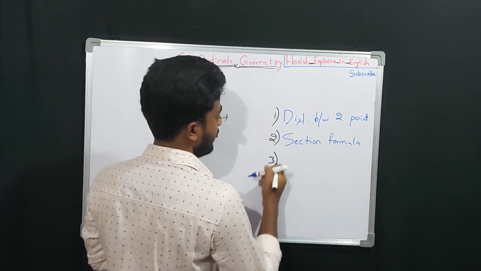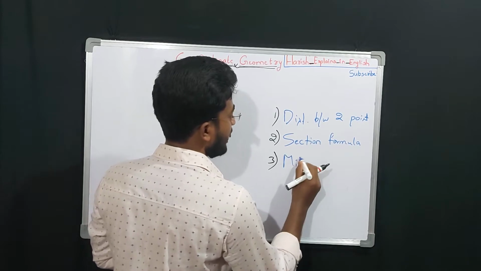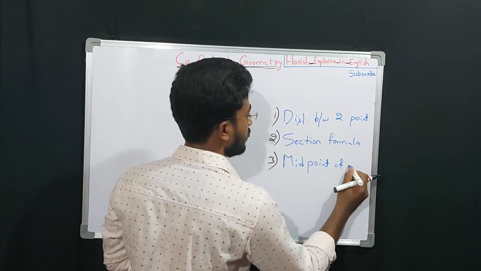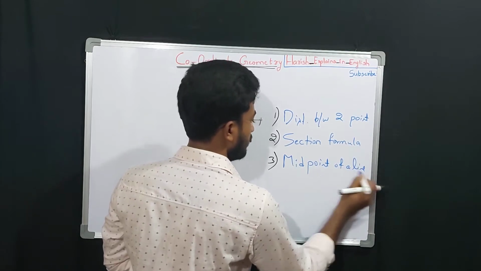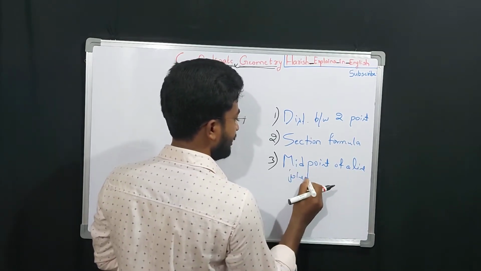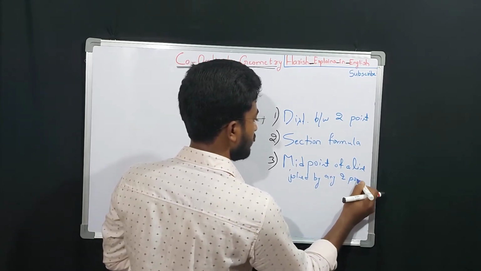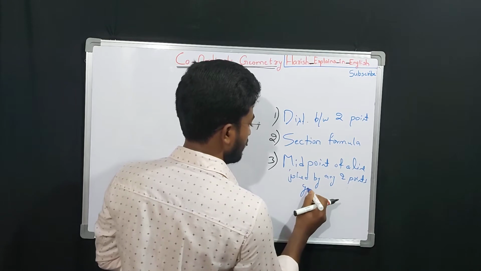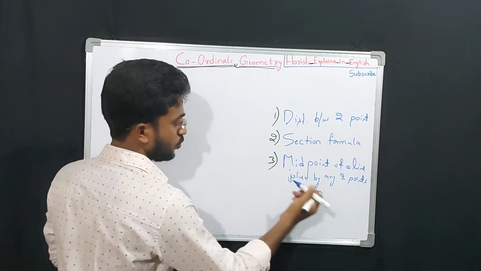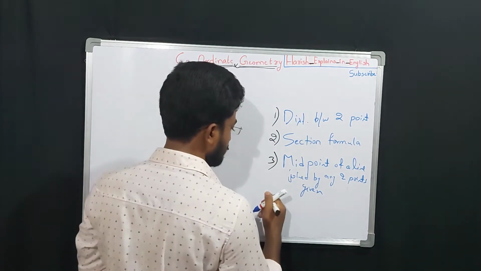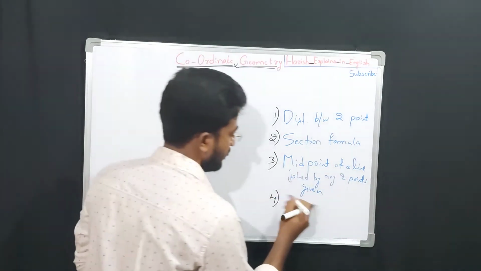Next, the third topic is finding the midpoint of a line joined by any 2 points given. If they give 2 points, then we have to find the midpoint of a line joined by those 2 points. So we can easily find out the midpoint.